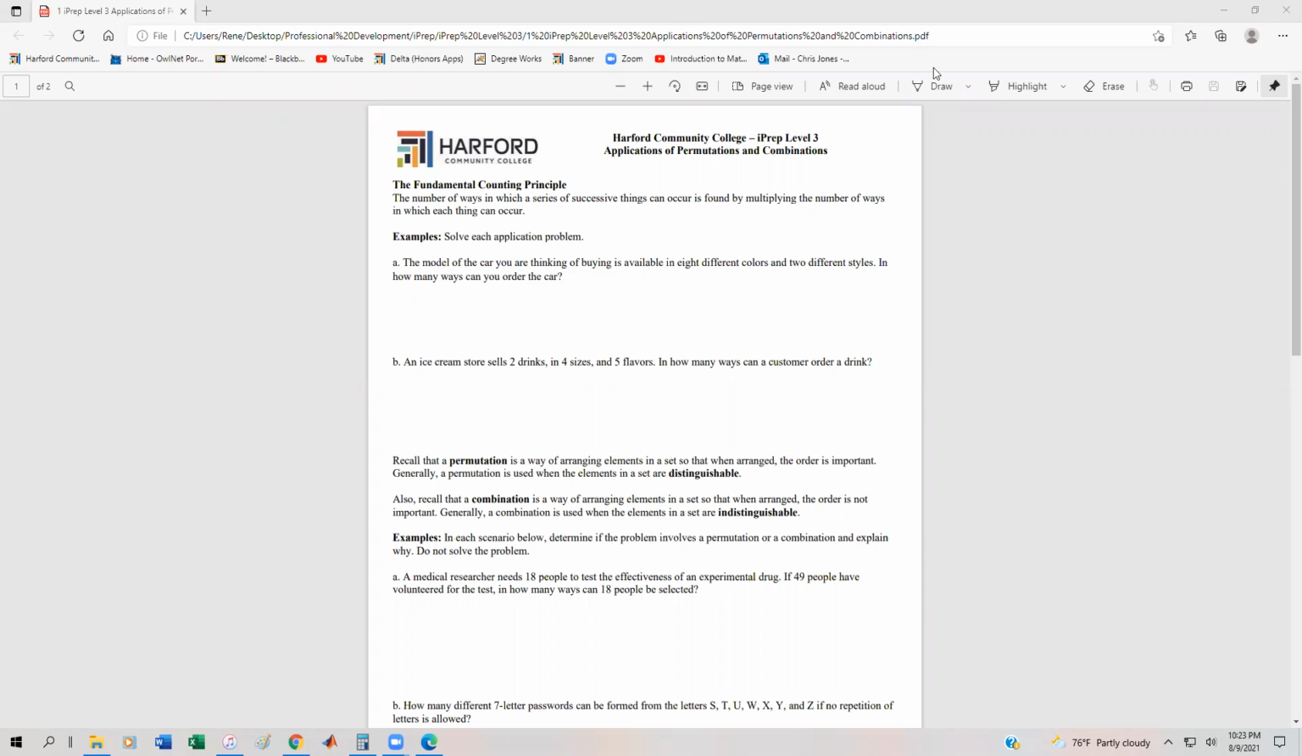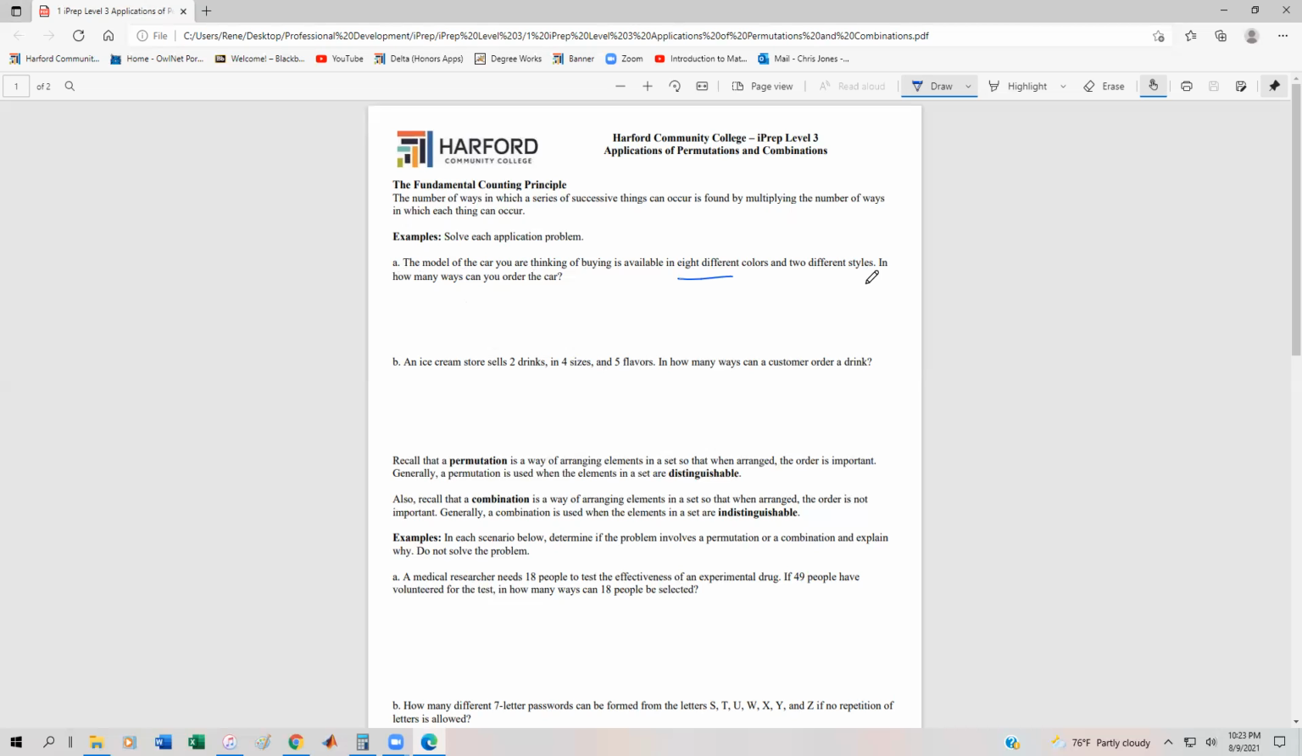The fundamental counting principle says that the number of ways in which a series of successive things can occur is found by multiplying the number of ways in which each thing can occur. So it's actually pretty easy, because all we're going to do is just multiply numbers together. So two really basic examples. The model of the car that you are thinking of buying is available in 8 different colors and 2 different styles. In how many ways can you order the car?